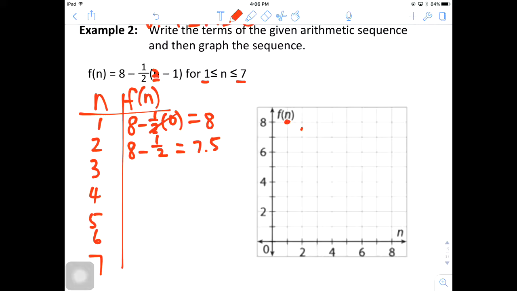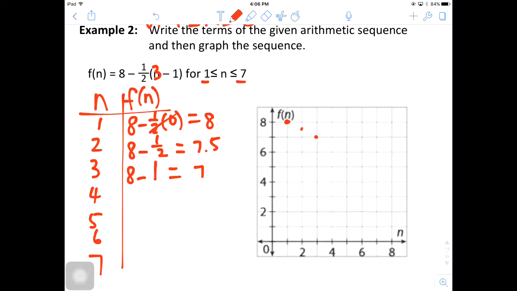When n equals 3, then we're going to let that be 3. So that will be 8 minus, 3 minus 1 is 2. So half of 2 is 1. So 8 minus 1 is 7. So at 3, it's going to be 7.